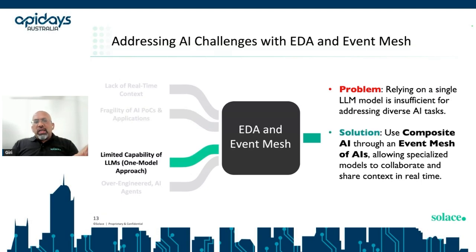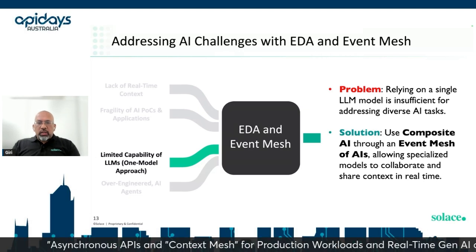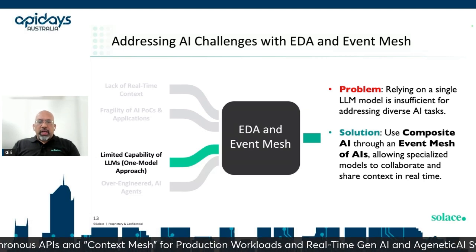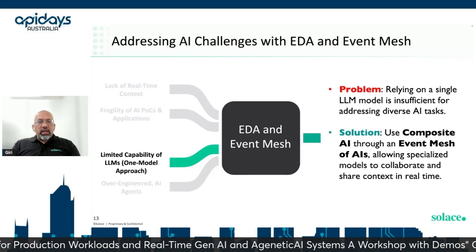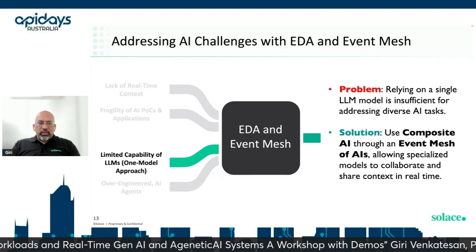And relying on a single LLM model is insufficient because our needs are diverse. Every task or all the tasks that we expect the AI to operate upon requires different capabilities. The solution is to use composite AI through an event mesh, allowing specialized models to collaborate and share context in real time.